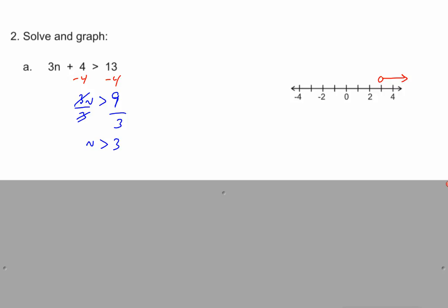So if you remember, I taught you guys, if you have your variable on the left and then the number on the right, the arrow will always go in the same direction as the inequality symbol, right? So just a refresher and a reminder there. All right, let's do the next one.